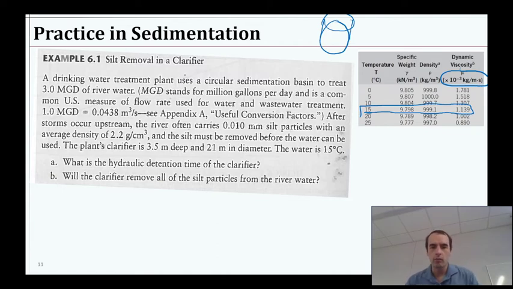That's our theta that we mentioned. So theta, that's V over Q, you should remember. And B, will the clarifier remove all the silt particles from the river water? So that one is essentially asking, is Vs greater than or equal to V naught? If so, our answer should be yes, right?